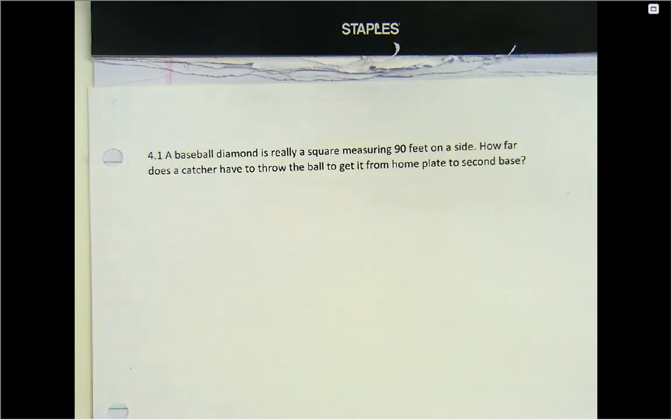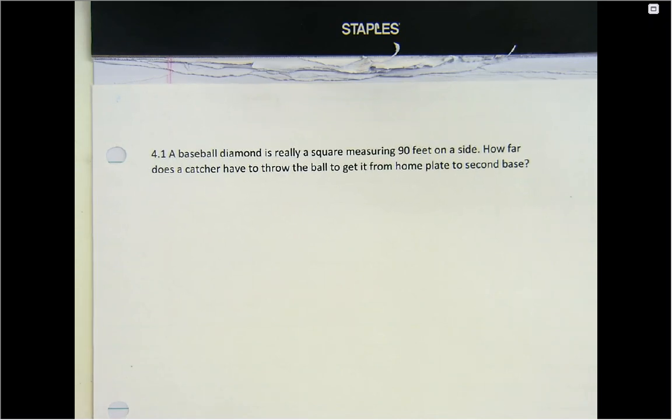we have the opening question. A baseball diamond is really a square measuring 90 feet on a side. How far does a catcher have to throw the ball to get it from home plate to second base? So let's go ahead and answer this question in 4.1. Let's draw a square measuring 90 feet on a side. That's a baseball diamond.